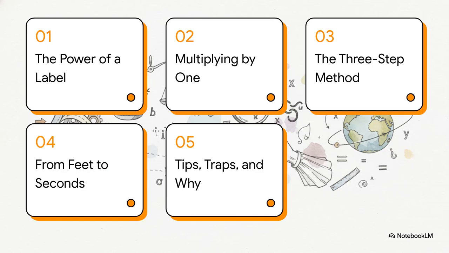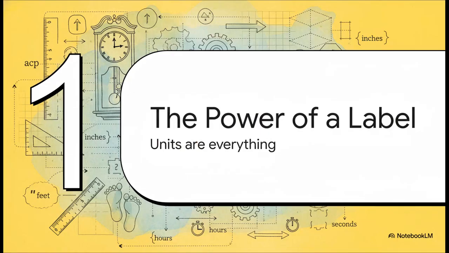So here's how we're going to break it all down. First, we'll talk a bit more about the power of that label. Then, I'm going to let you in on a little secret, the magic of multiplying by 1. After that, we'll get practical with a simple 3-step method, and we'll run through some examples, from feet to seconds. And finally, we'll cover the common mistakes, and most importantly, why this skill is a really, really big deal. All right, let's dive into our first section, the power of a label.